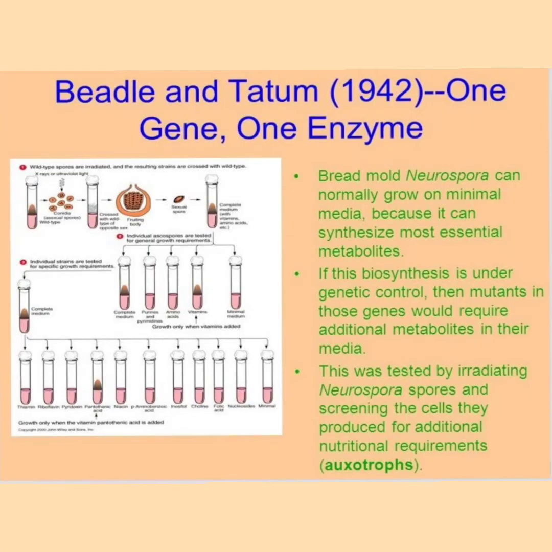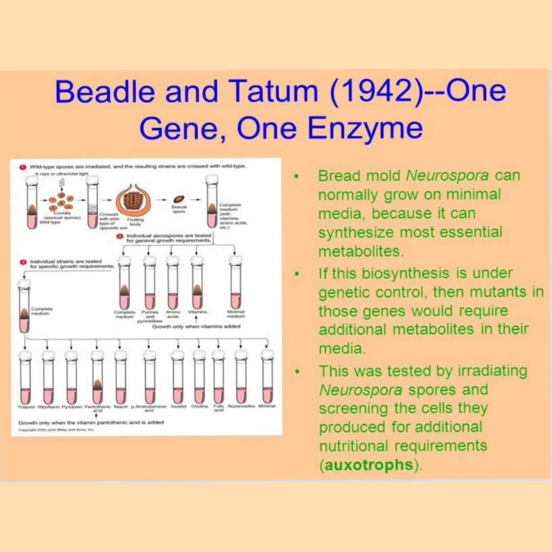Here you can see that in 1942 the hypothesis was proposed. The bread mold Neurospora can normally grow on the minimal media because it can synthesize most essential metabolites. If this biosynthesis is under genetic control, then mutants in these genes would require additional metabolites in their media. This was tested by irradiating Neurospora spores and screening the cells they produced for additional nutritional requirements.